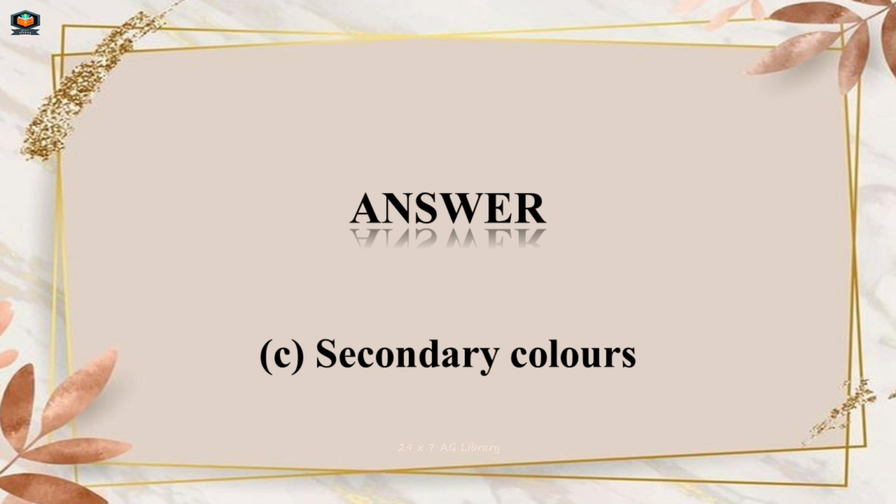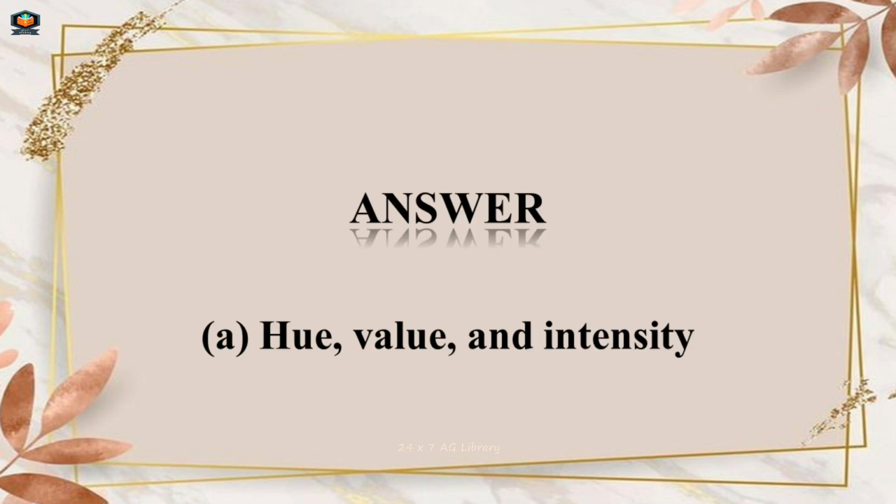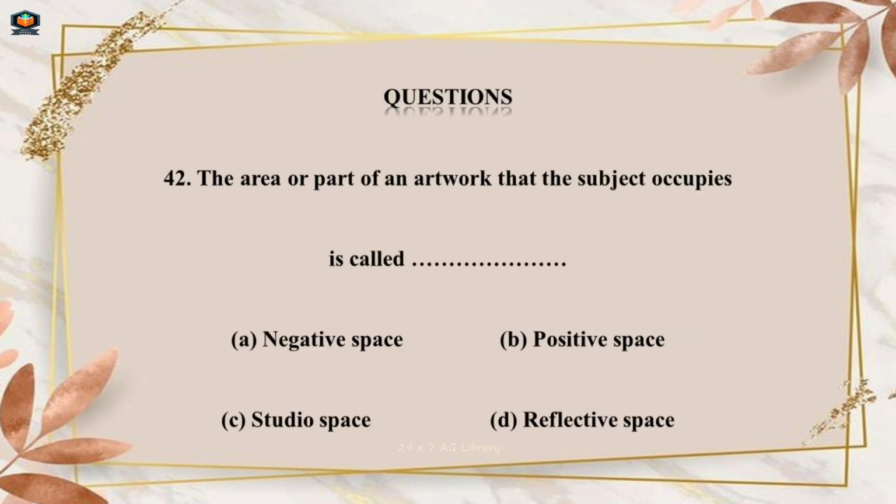Answer: C. Secondary colors. Question 41. Give the three terms that are properties of color. A. Hue, value, and intensity. B. Primary, secondary, and tertiary. C. Complementary, contrasting, and intense. D. Symmetrical, asymmetrical, and balanced. Answer: A. Hue, value, and intensity.